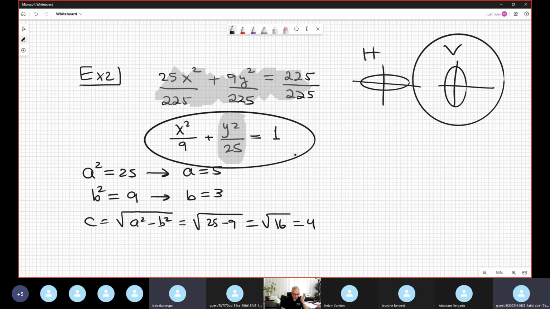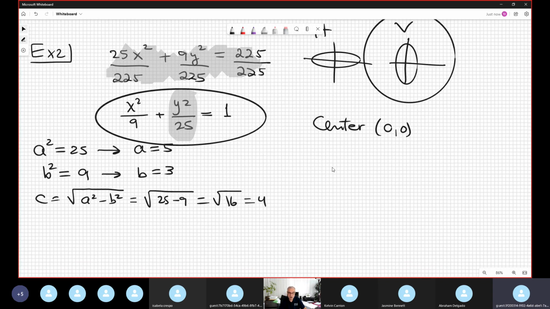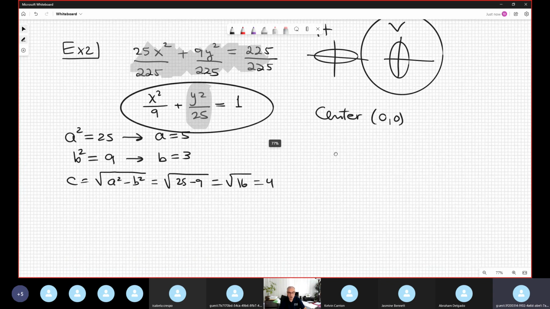Yes, now I understand. Okay, one more time, the center. Let me try to do at least one more example by hand. The center is 0,0, because I don't see any transformation, any translation, any shift. Okay, and the vertex.